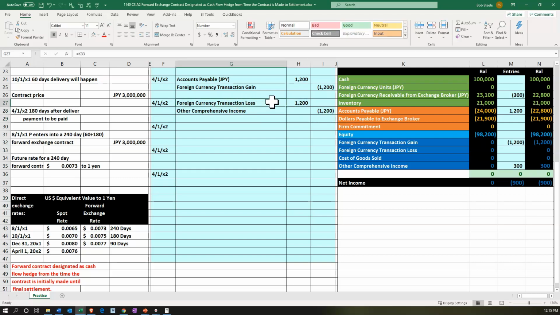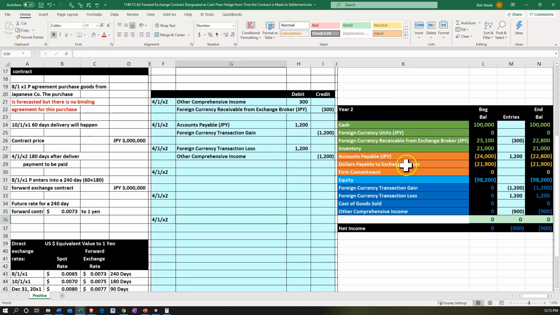So here's the foreign currency transaction loss we're going to record. This is going to be equal to, we'll pick up this amount. That'll basically net out the gain and the loss here, of course. And then we've got the other comprehensive income, which we're going to be saying is E plus, picking up that 1,200, and there we have that.